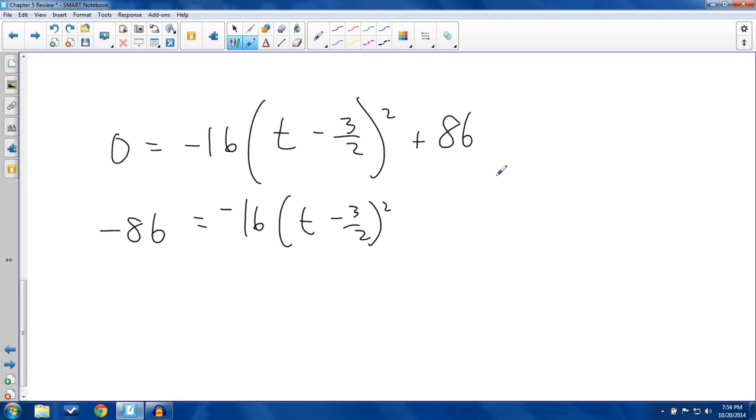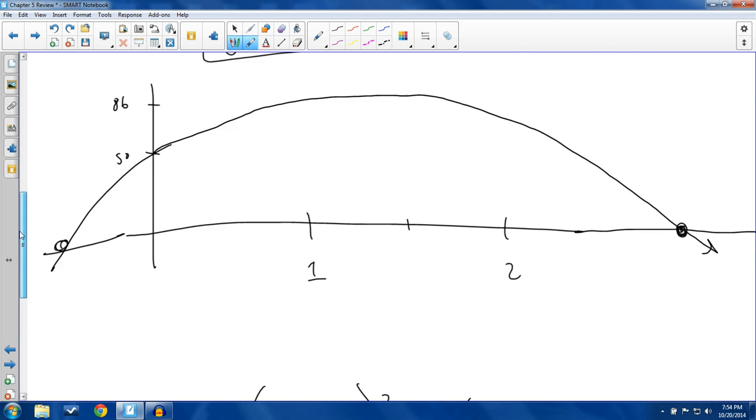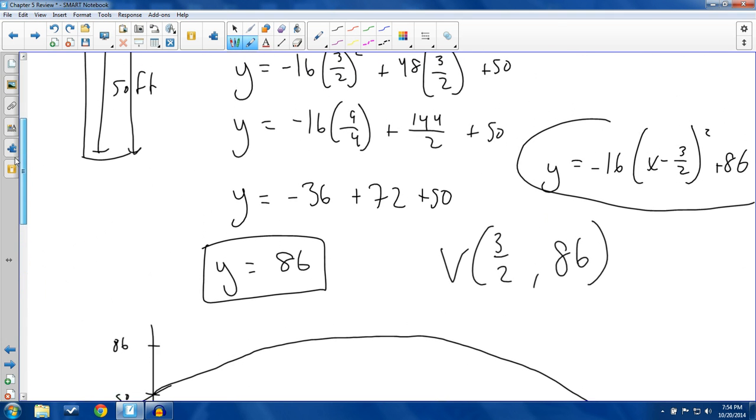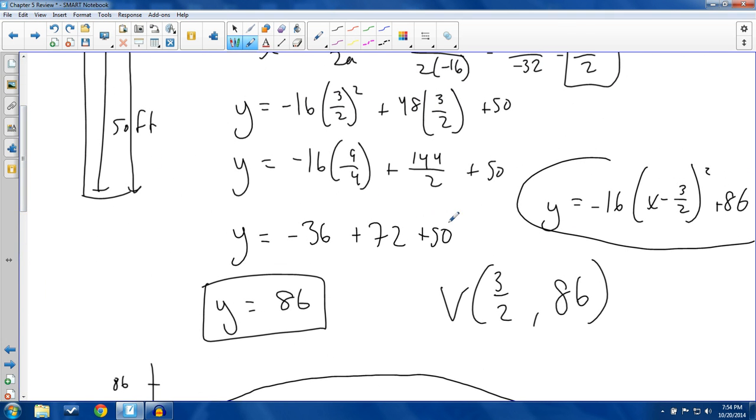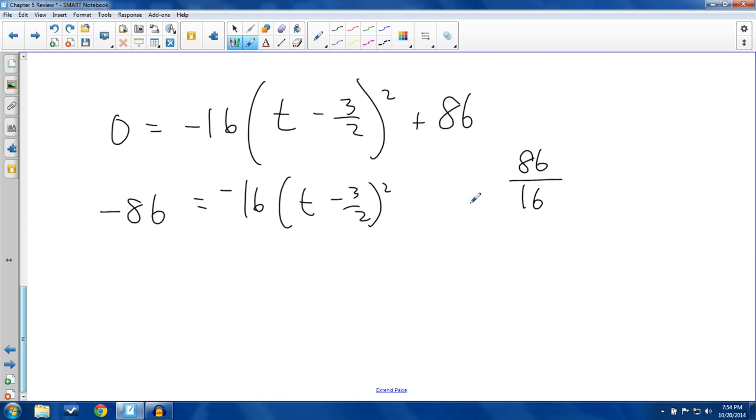Gosh, that's not a pure number. 86 over 16. I want to make sure that my 86 was right before I continue this. Make sure it shouldn't have been 96. 122 minus 36, 160. Yeah, that should be 86. So 86 over 16 equals t minus 3 over 2 quantity squared.